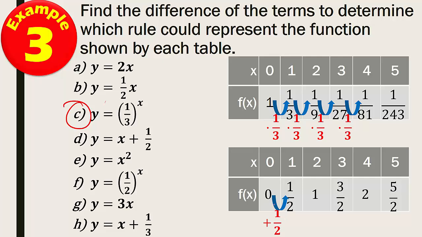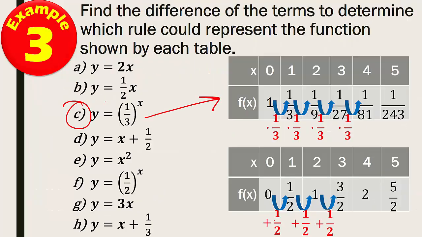This one, we are adding 1/2 each time. 0 plus 1/2 is 1/2. 1/2 plus 1/2 is 1. 1 plus 1/2 is 3/2, or 1 1/2, and so on and so forth. So each time we're adding 1/2, so C goes here.